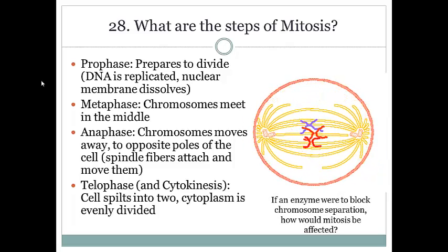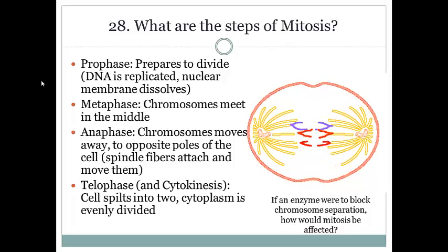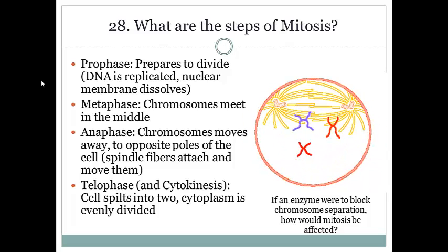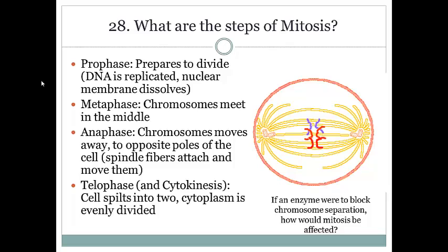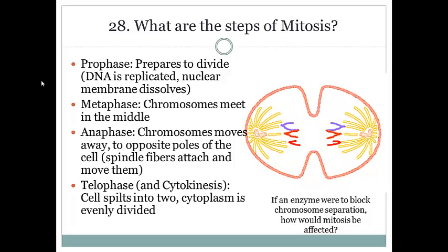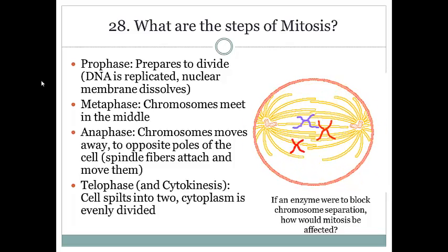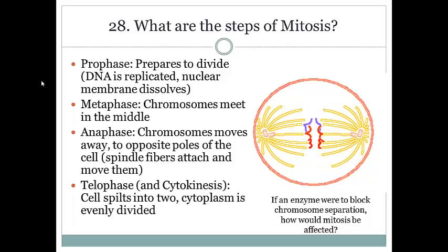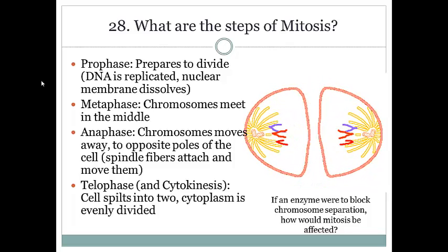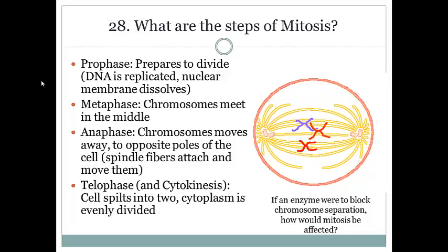If an enzyme were to block chromosome separation, how would mitosis be affected? So basically, whenever we get to anaphase, something is preventing those chromosomes from coming apart. So that cell would be unable to complete anaphase and telophase, and that cell would be unable to divide.